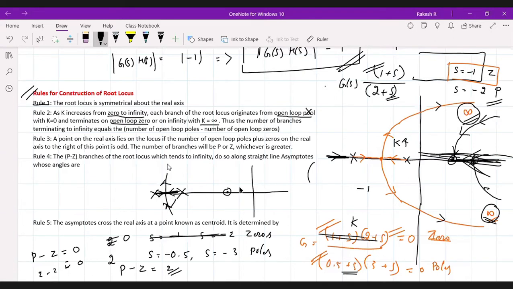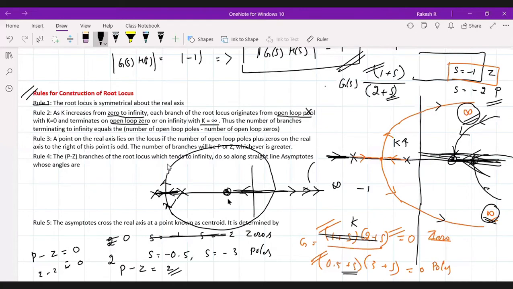That means if I take this type of question, one root should come from infinity. Let us say one root should come from infinity. That means these two roots will be coming like this, and one root is coming here and terminating at the zero. Another root is going to infinity here. This is coming and terminating at this point, zero, here.